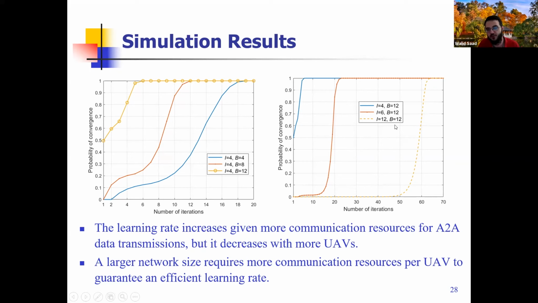Now, on the other hand, if you have more UAVs and resources are constrained, and that's the more practical case, then you start trading off your convergence time with the need for your accurate channel modeling. So for a given limited amount of air-to-air links you can establish, the network size starts to increase your number of iterations needed to train your collaborative GAN network.